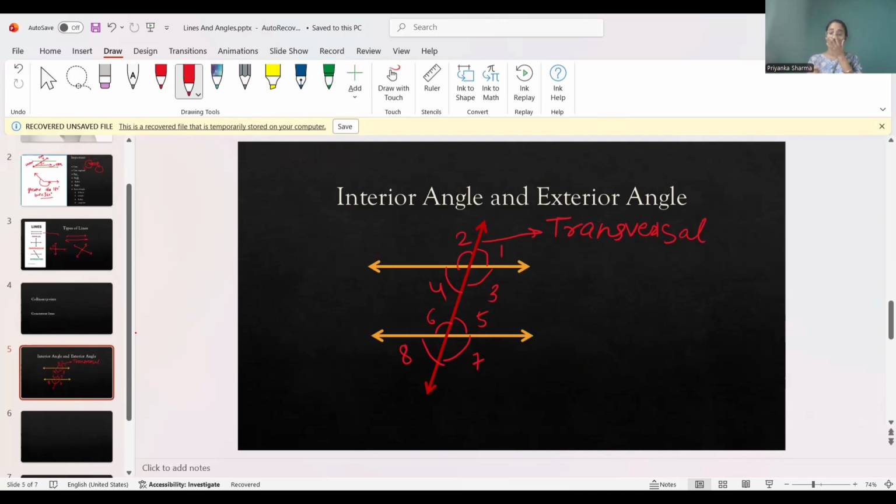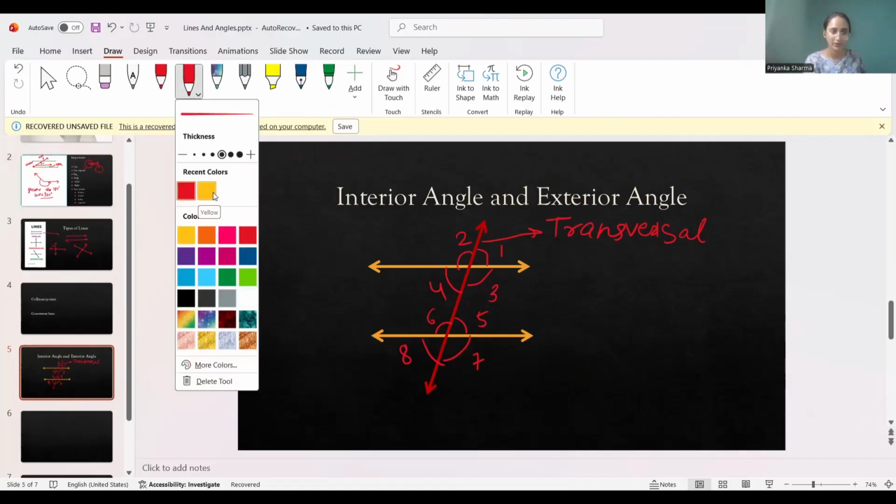Now, we have to learn about some topic which is corresponding angles, and please listen to this topic very carefully because it is the core, it is the foundation for the other questions and the complete chapter. Now look at angle 1 and angle 5. Do you think there are some similarities between these two angles?